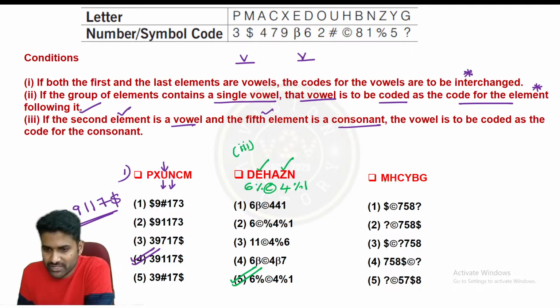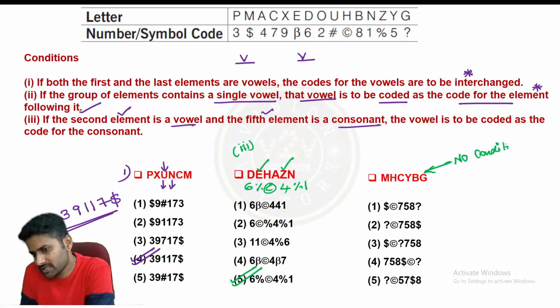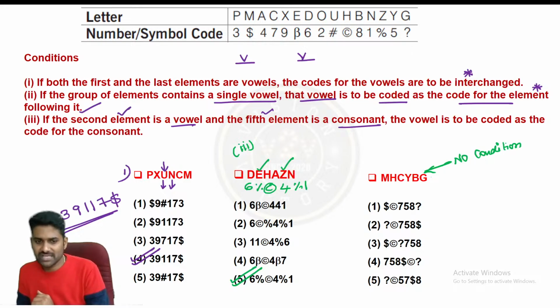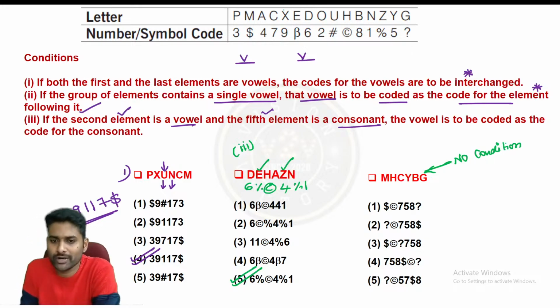Now see this question number 3. If you observe all these letters, it does not satisfy condition number 1, condition number 2 or condition number 3. You can see all these conditions, and that's why I am taking all these questions in a single slide. So no condition is satisfied.